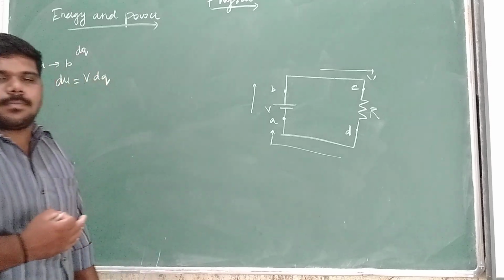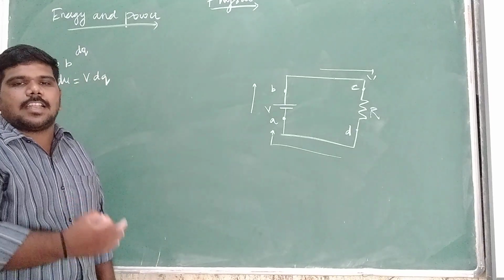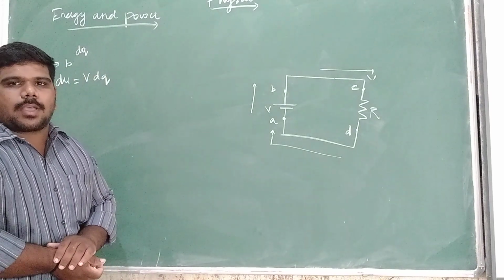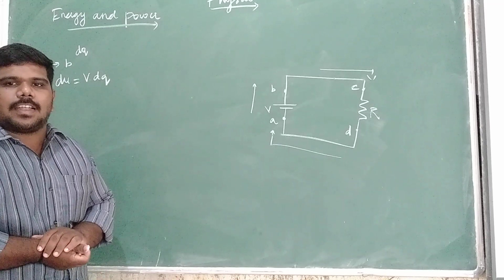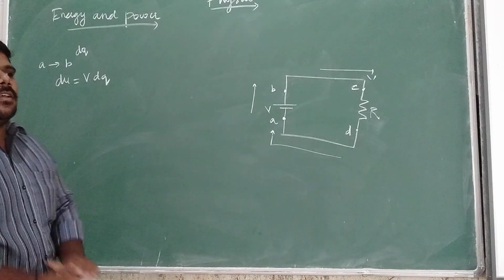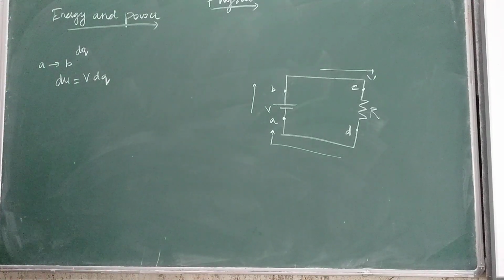But what happens to the battery? Due to the chemical reactions, it loses chemical potential energy. The chemical potential energy of the battery decreases by the same amount. Okay, now what happens next?